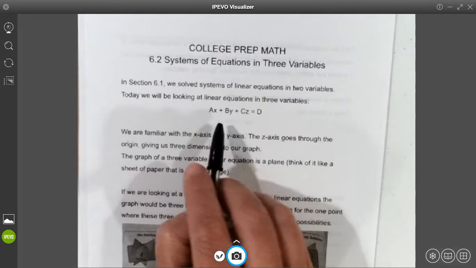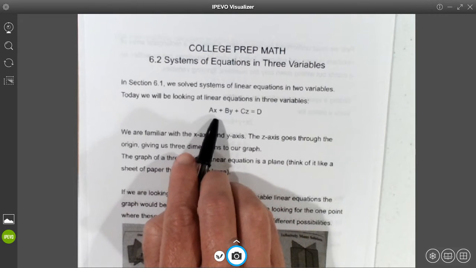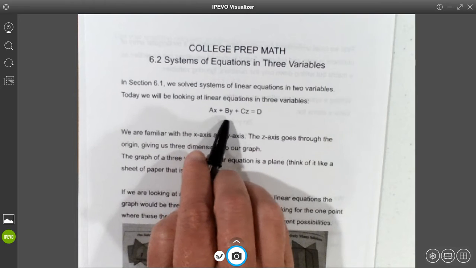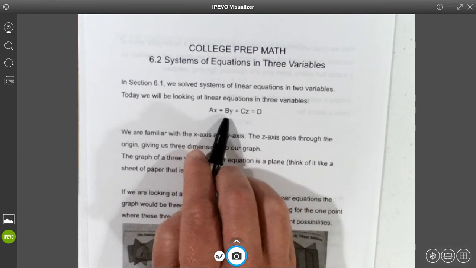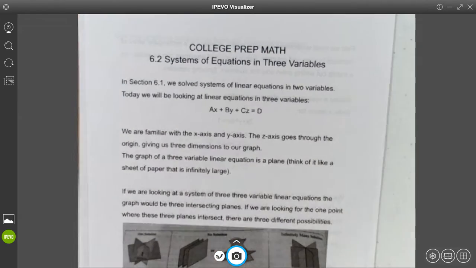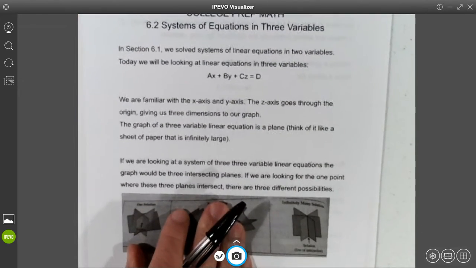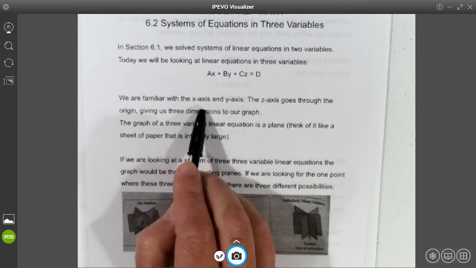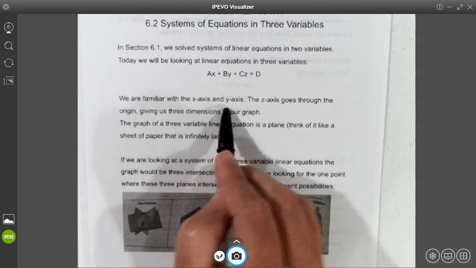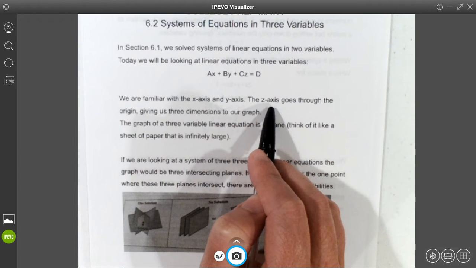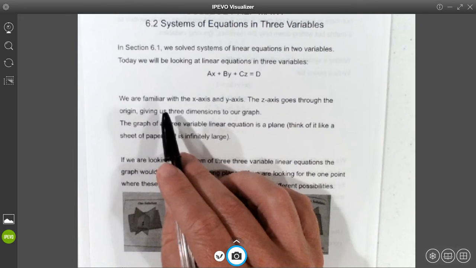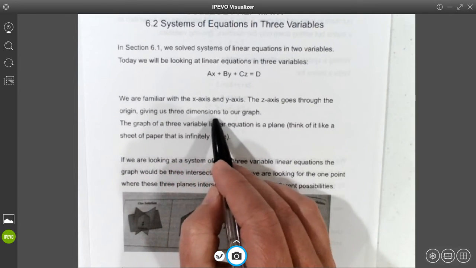Today we're going to jump to what if this involves three variables, like ax plus by plus cz equals d. We talked about x and y. What if they throw this third variable in there, z? I know you're familiar with the x-axis and the y-axis. Now we're throwing in this z-axis. Not sure how familiar you are with that, but the z-axis goes right through the origin and gives us three dimensions.